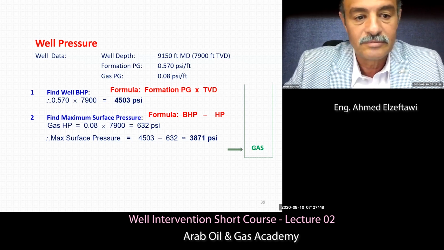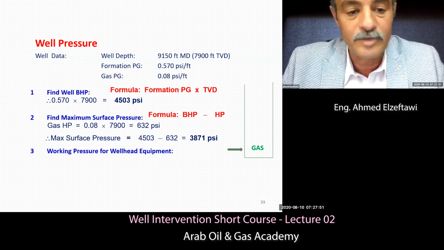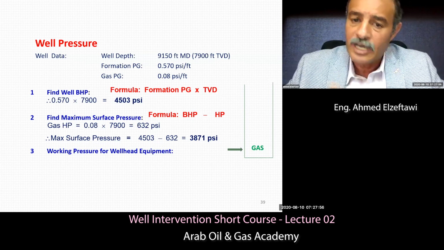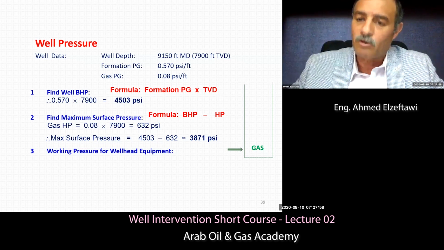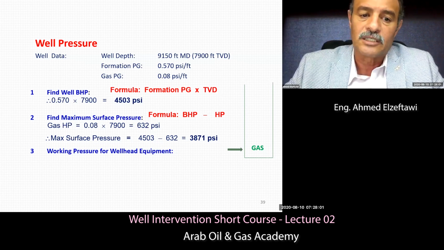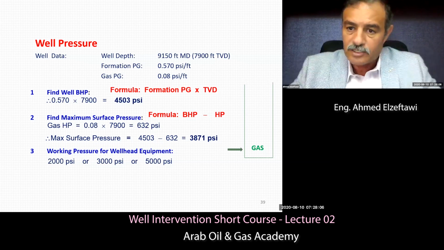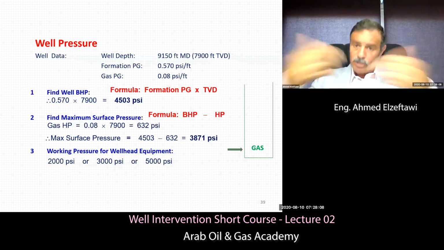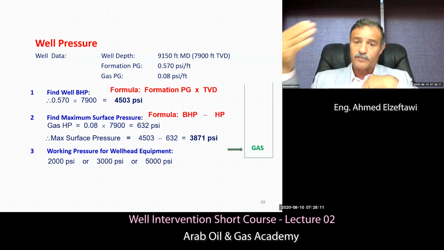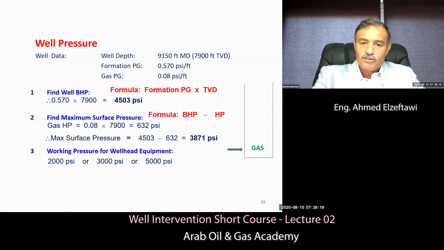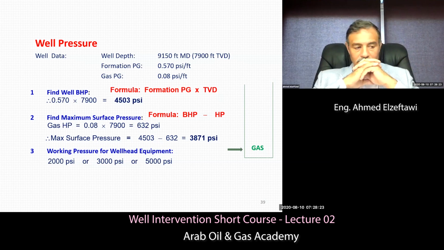Number three, the third requirement: the working pressure of the wellhead equipment. Okay, Ahmed, for this well, if we need to buy wellhead equipment, should we buy it 2,000 psi, 3,000 psi, or 5,000 psi? Based on the data, we know now that the maximum expected surface pressure is 3,871. So definitely, your wellhead equipment should be higher than that figure. Then definitely we'll go to 5,000.